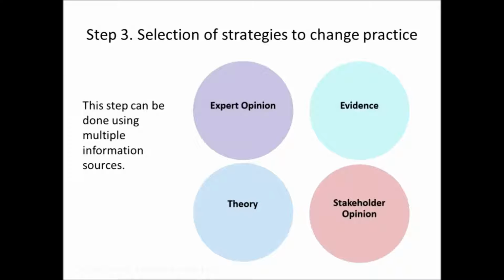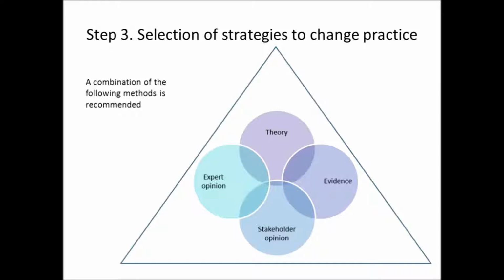So when you're looking at selecting strategies, you can look at the theory and the evidence, and you can also look at expert opinion and stakeholder opinion. So there are multiple sources you can get your information from. We would recommend a combination of all those methods and getting the opinions from each of those sources.